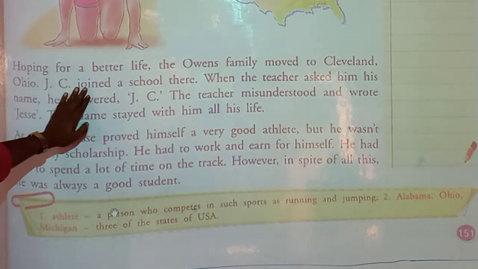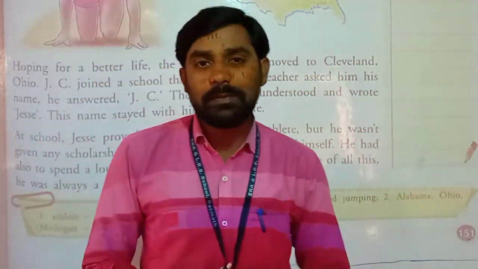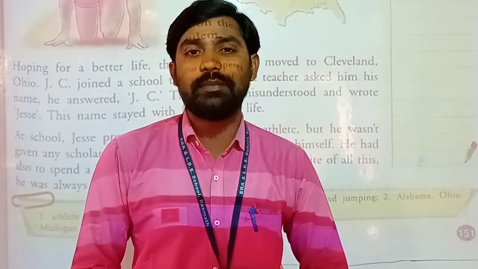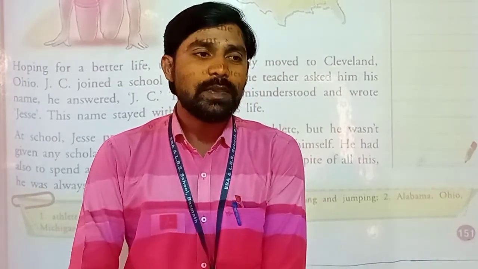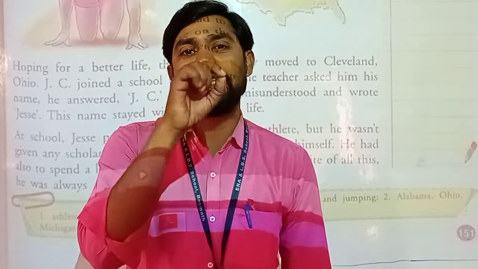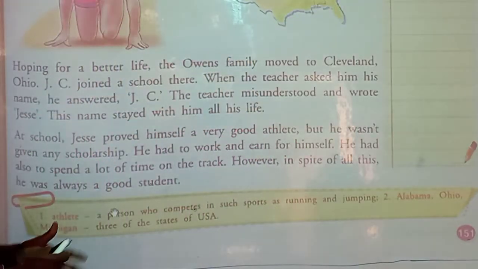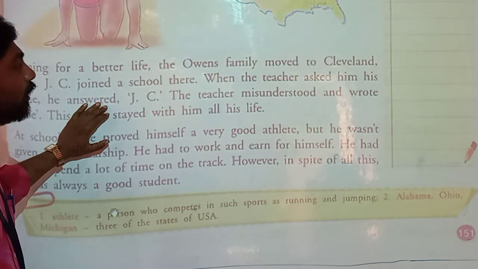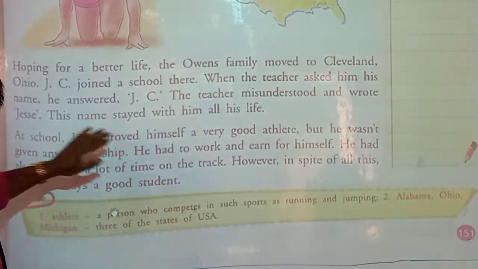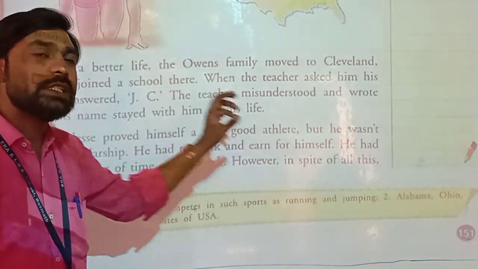So JC joined their school, and when the teacher asked him what is your name, he told JC. His name was James Cleveland, but in short he said JC. So the teacher misunderstood and wrote JC as JESSE. And from then his name was JC only, as this name stayed with him all his life. Now he was known as JC.